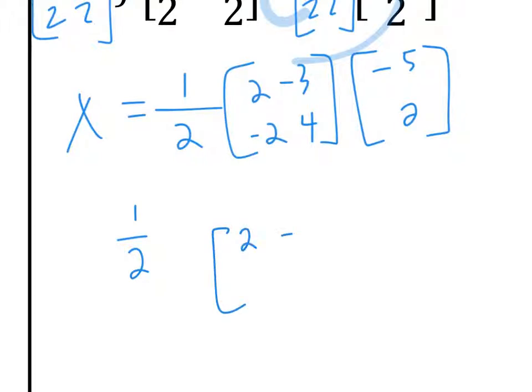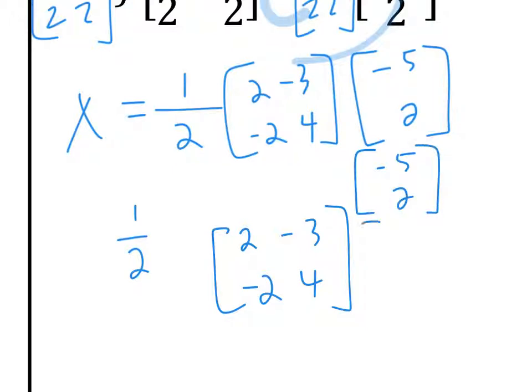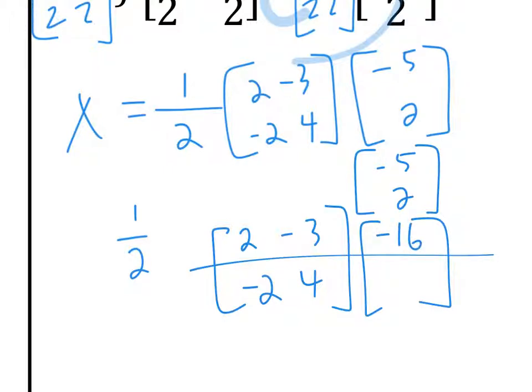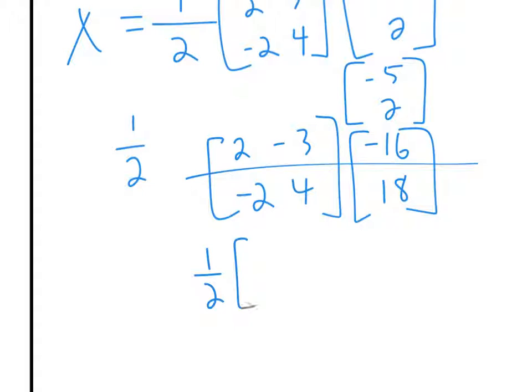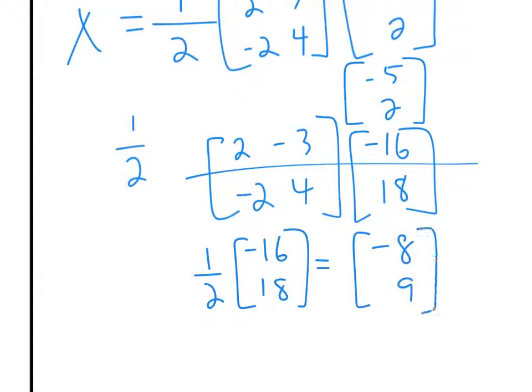Okay, I'm gonna multiply this. Okay, this is where, please don't make mistakes. Okay, so negative 5 times 2 is negative 10, plus 2 times negative 3, that's negative 16. Okay, and then the second one, negative 5 times negative 2 is 10, plus 2 times 4, that's 18. Okay, at this point, take that 1/2 and then multiply it. So, negative 8, 9.